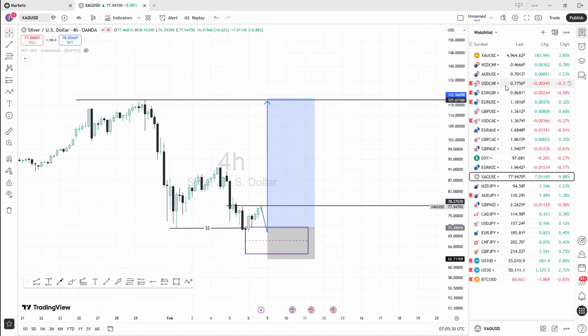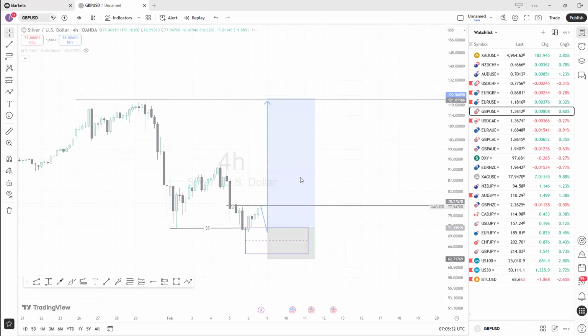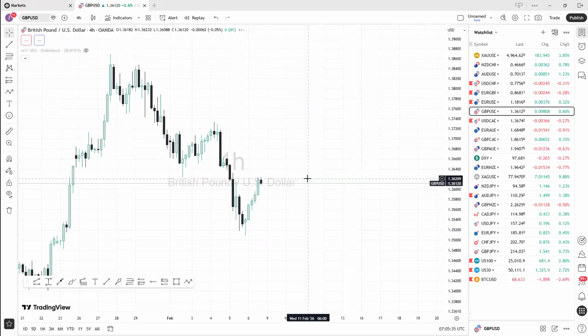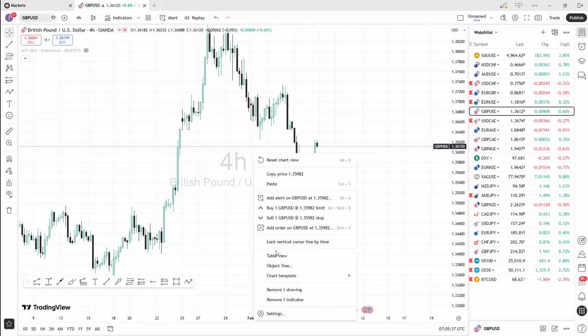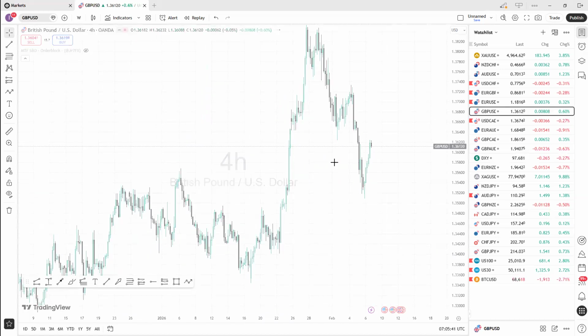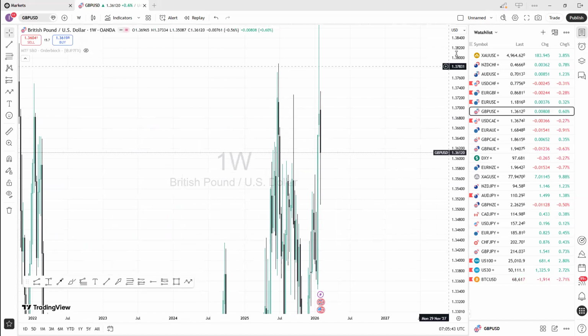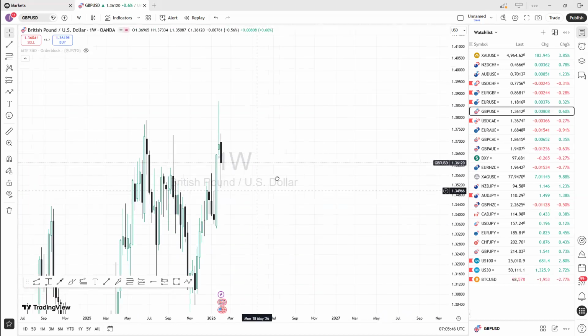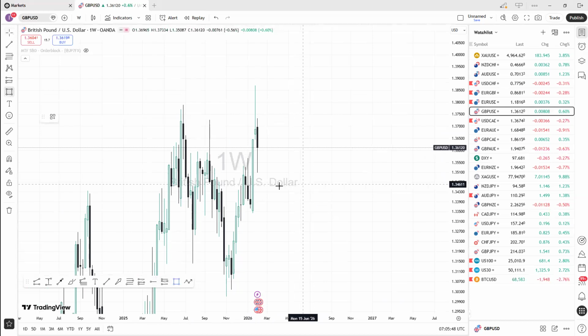Okay, you can see GBP USD. What is going on on GBP USD here? GBP USD last week. Let us start on the weekly time frame. On the weekly time frame, we have this market structure on GBP.